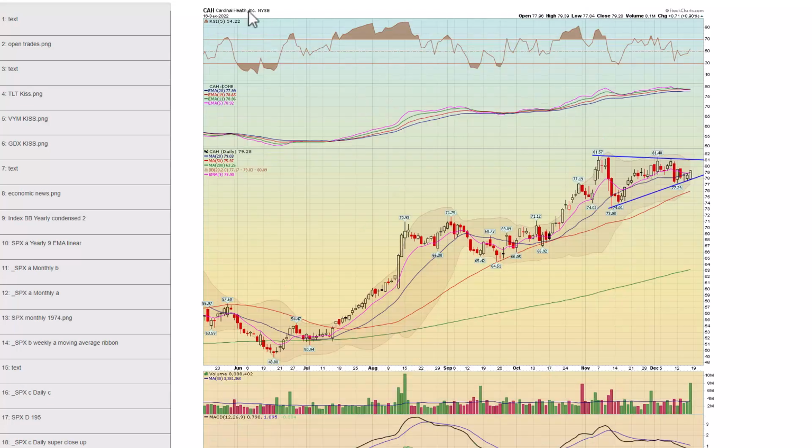Next, chart 92, CAH. Cardinal Health has been on the watch list for the last week. It's been holding this support. I commented last week you could have bought it with a stop just below this trend line. I'm long a little bit of it with a stop. All right, guys, let's see what happens this week.